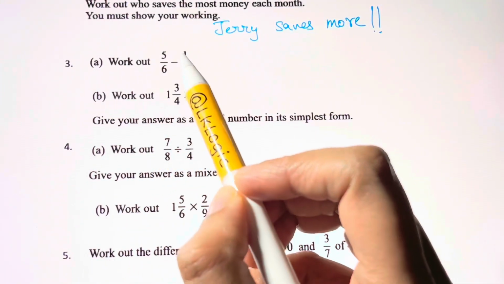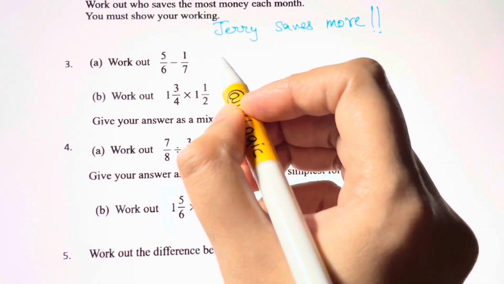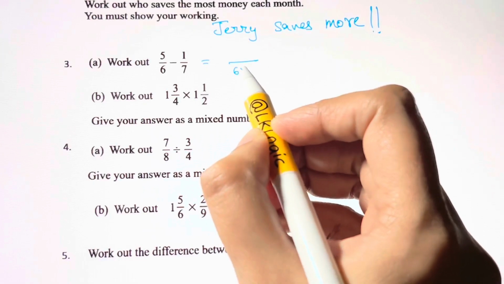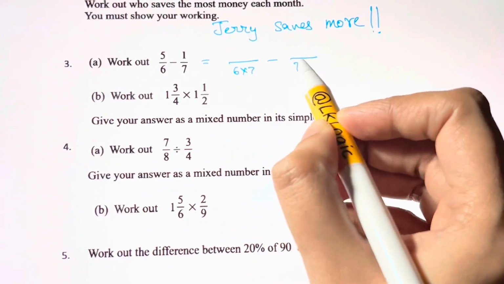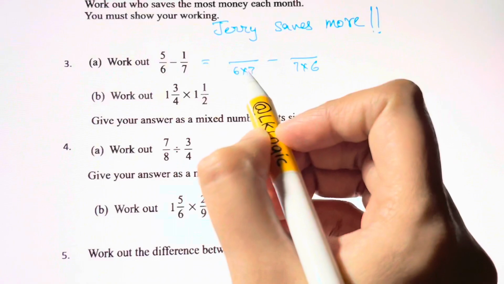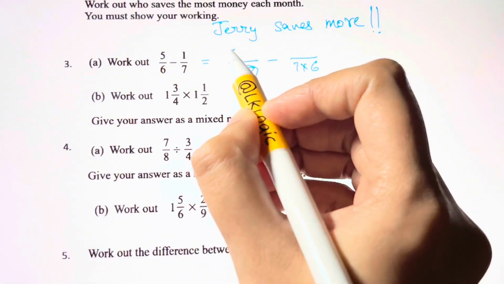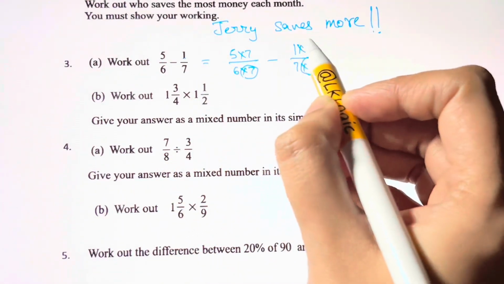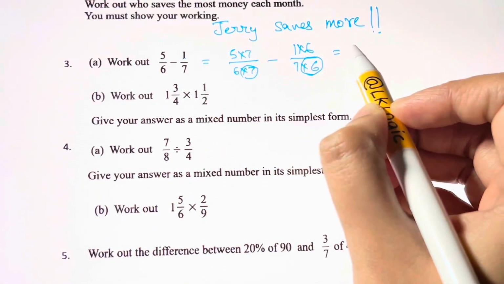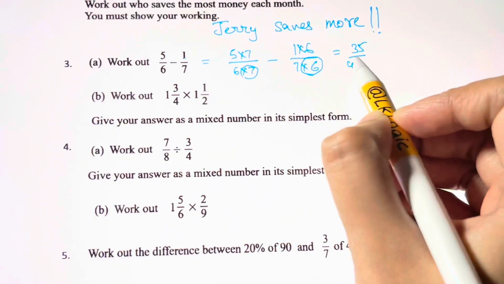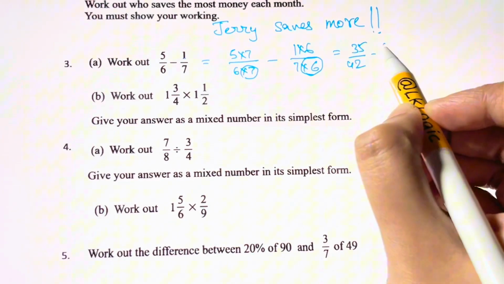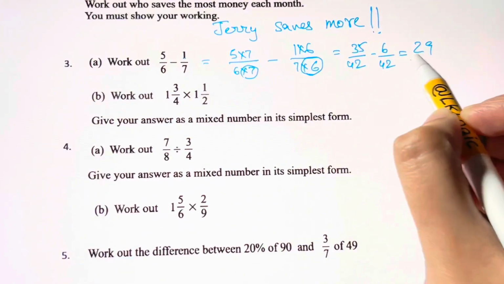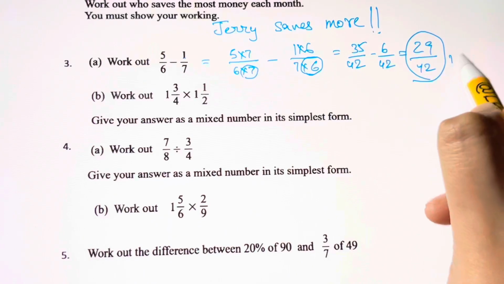Work out 5/6 minus 1/7. So all you have to do is find out the common denominator. It will be 6 times 7 and here 7 times 6. So you have multiplied 7 here. So that will be 5 times 7. You've multiplied 6 here. So this will be 1 times 6. And that's equal to 5 times 7 is 35 over 42 minus 6 over 42. 35 minus 6 is 29 over 42 and that's your answer.